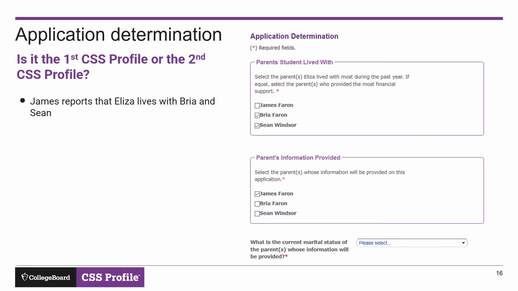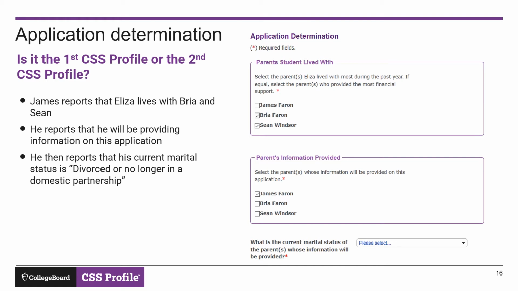James reports that Eliza lives with Bria and Sean. He then reports that he will be providing his information on this application. Finally, he reports that his current marital status is divorced or no longer in a domestic partnership. At this point, this is the second CSS Profile application.